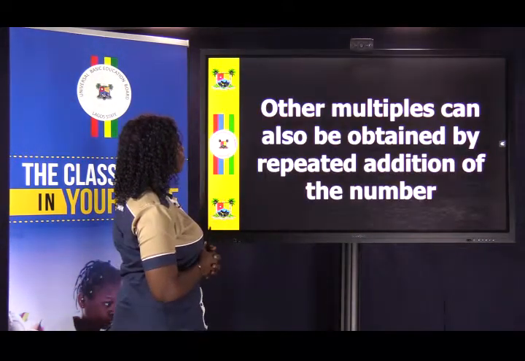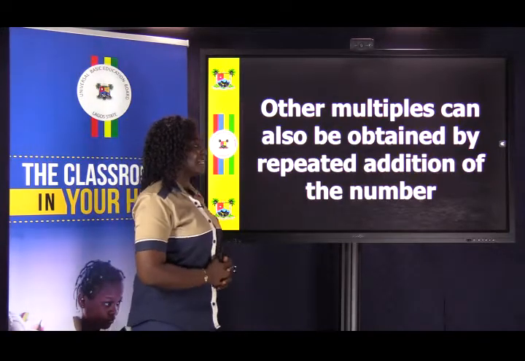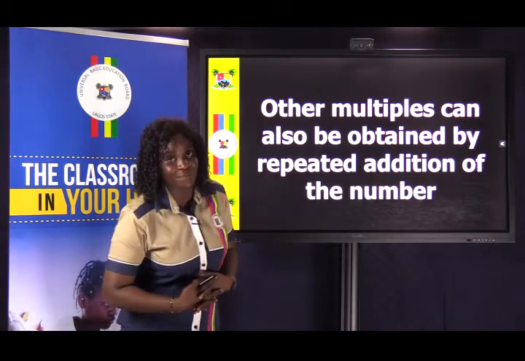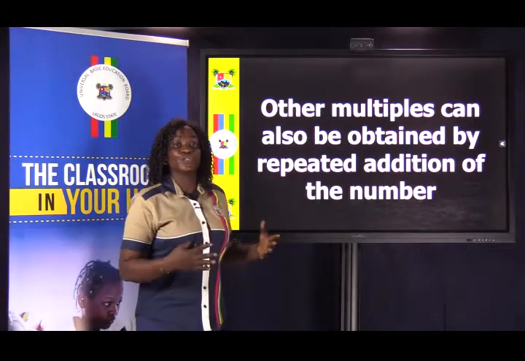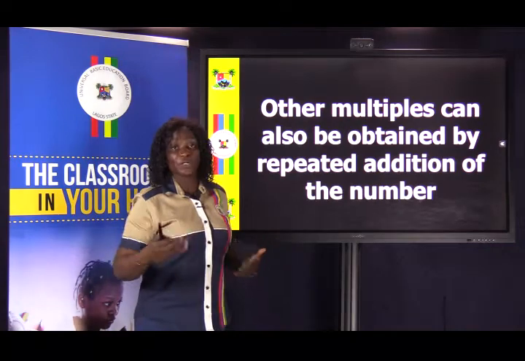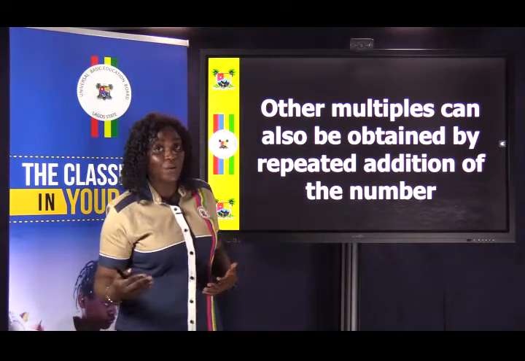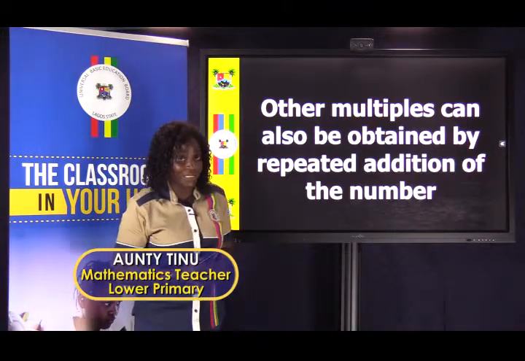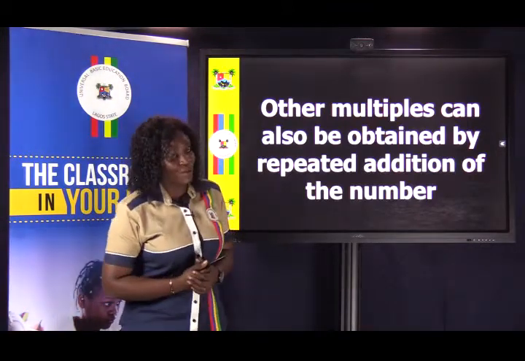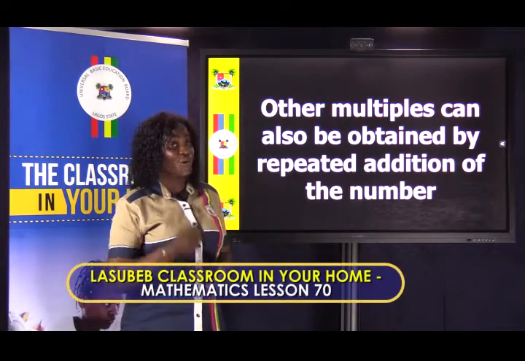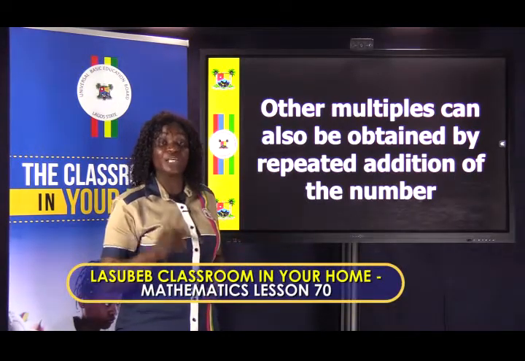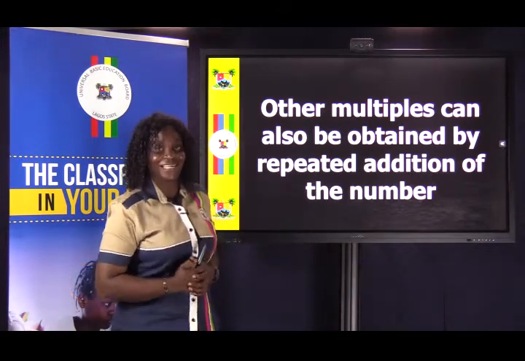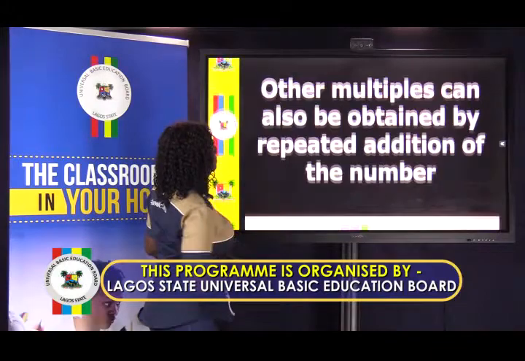Other multiples can also be obtained by repeated addition of the number. So if you don't want to go behind your timetable, you can easily say 2 plus 2, 4. 4 plus 2, 6. 6 plus 2, 8. 8 plus 2, 10. What can you notice? I keep adding 2. I did not add 3 after adding 2. Remember, it must be that number you keep repeatedly adding. Are we together? Say, together we are.